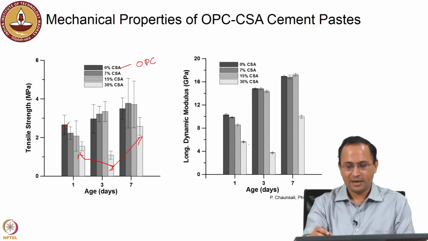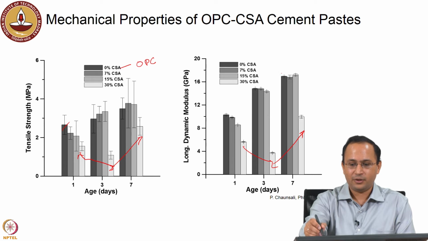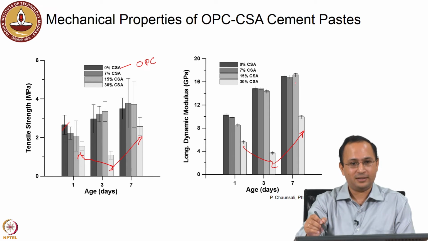Same behavior we see when we try to monitor the dynamic modulus, right. So you can see an increase in dynamic modulus for all systems except 30% CSA at early age, but then because of this continuous hydration which fills the pores and cracks, you see an increase in strength. But in general, comparable strength, right.